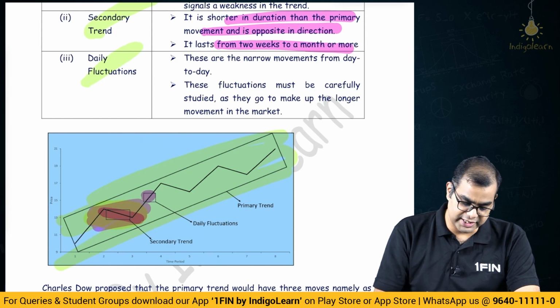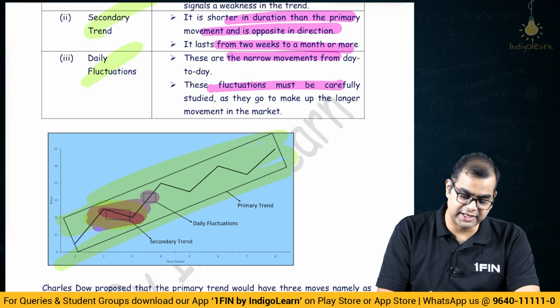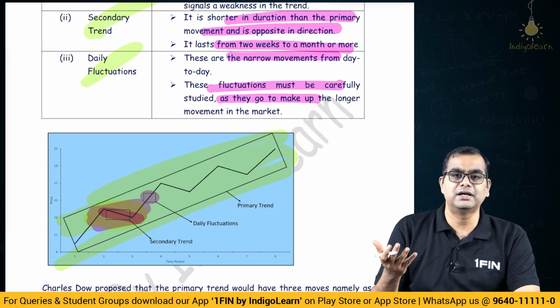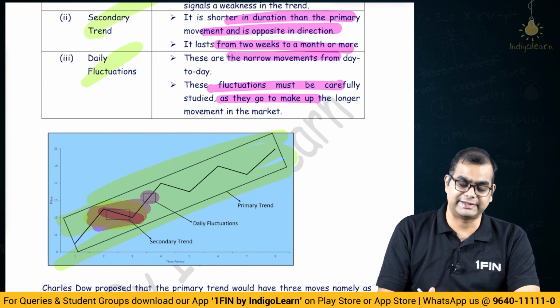Then you have something called daily fluctuations, which are everyday fluctuations. These are narrow movements from day to day. These fluctuations must be carefully studied as they go to make up the longer movement. So, daily fluctuations only become your secondary trend, right?